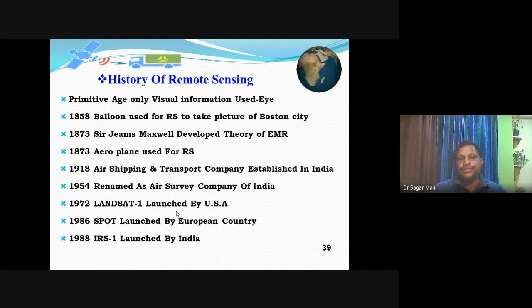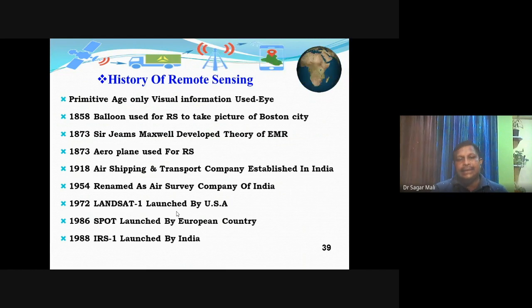Another landmark in the history of remote sensing is in 1972, when the USA launched Landsat. Landsat is a satellite series called Land Satellites, or it is also called the Earth Resources Technology Satellite (ERTS). In this Landsat series, the first remote sensing imagery was captured by the USA.